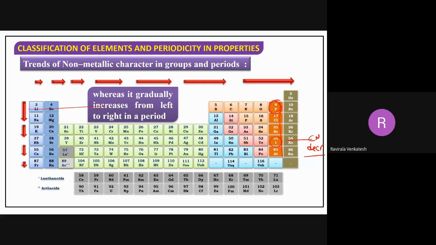But from lithium to fluorine, the tendency of gaining electron will increase because they are near to octet configuration. So they will easily gain electron. Therefore, non-metallic character left to right in a period increases.